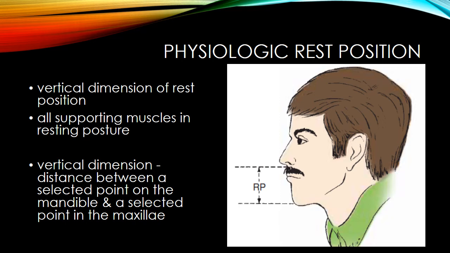VDR is always greater than VDO. When the patient is in physiologic rest position, there is a space between the occlusal surfaces of the maxillary and the mandibular teeth. That space is called the interocclusal rest space or freeway space, which is about 2 to 4 millimeters.